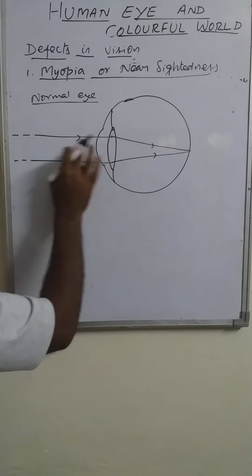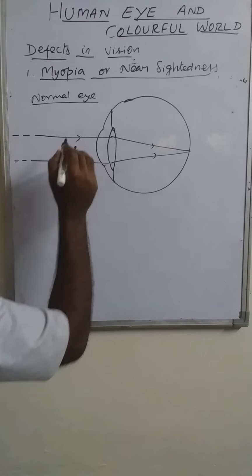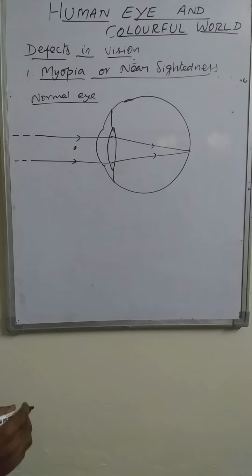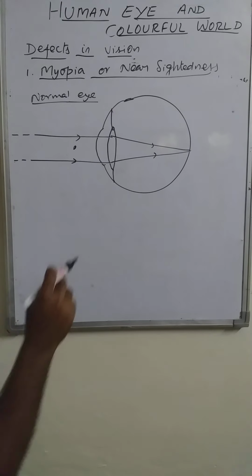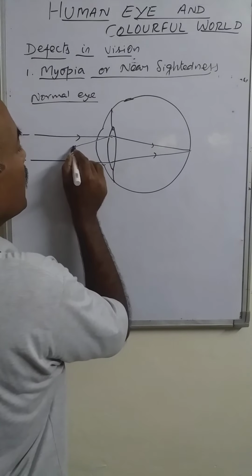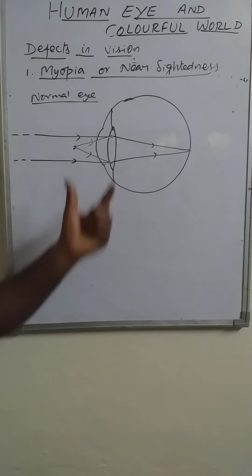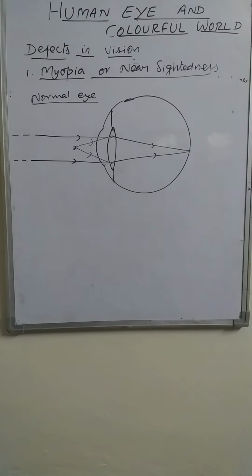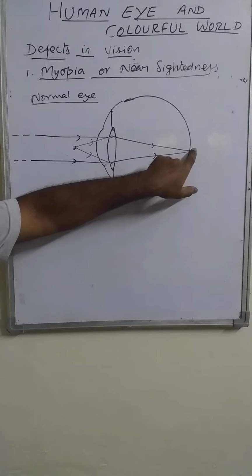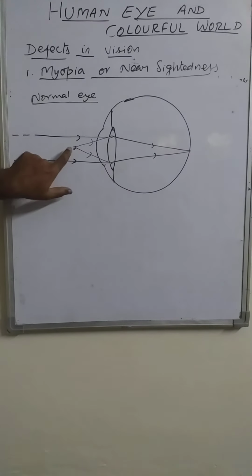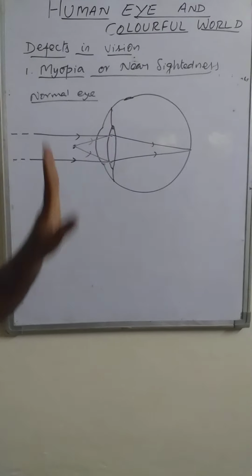So it is for the longer distant object. If we put the object at the nearer point, that is 25 centimeter, for this case the eye lens decreases its focal length, then again it is able to form the image on retina. This is the normal eye. So the normal eye is able to see the distant object and form the image on the retina, and also able to see the object at a nearer point, then also the image is formed on the retina. This is the case of normal eye.